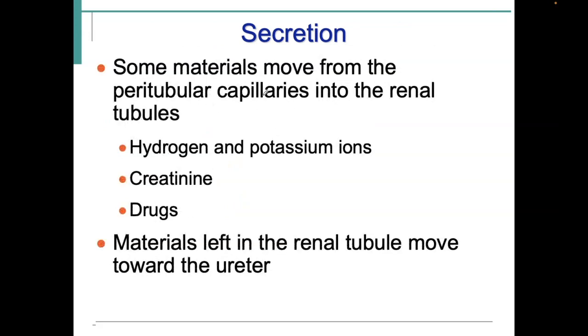Some materials move from the capillaries into the renal tubules. That's secretion: hydrogen, potassium, drugs, creatinine. Materials that are left in the tubules will move towards the ureters. And from the ureters, it goes into the urinary bladder, and then from the urinary bladder into the urethra.